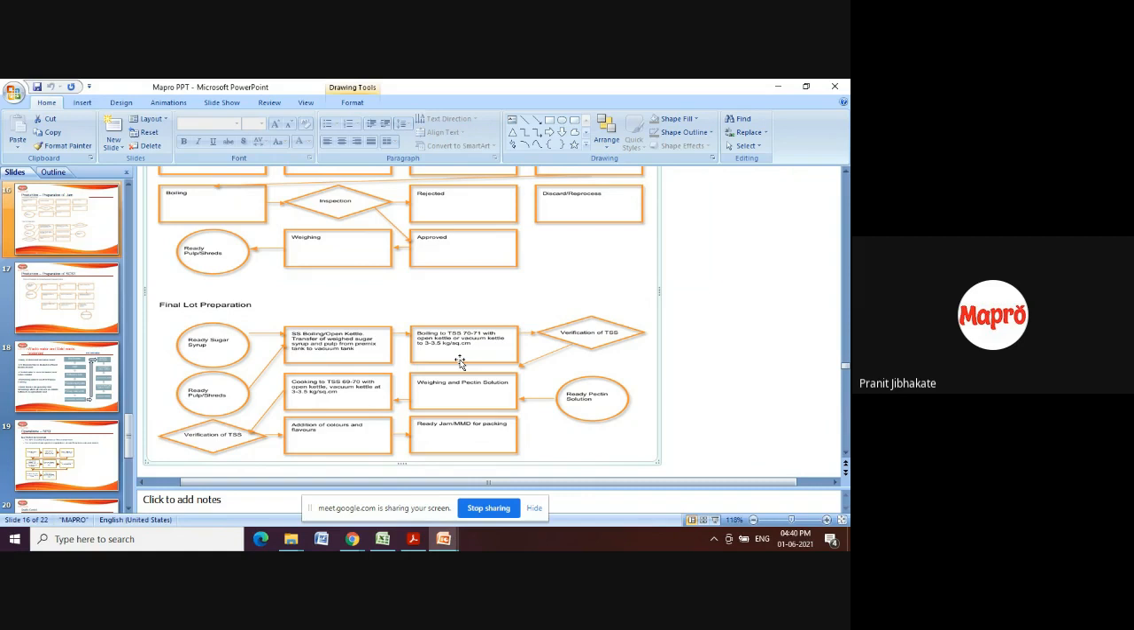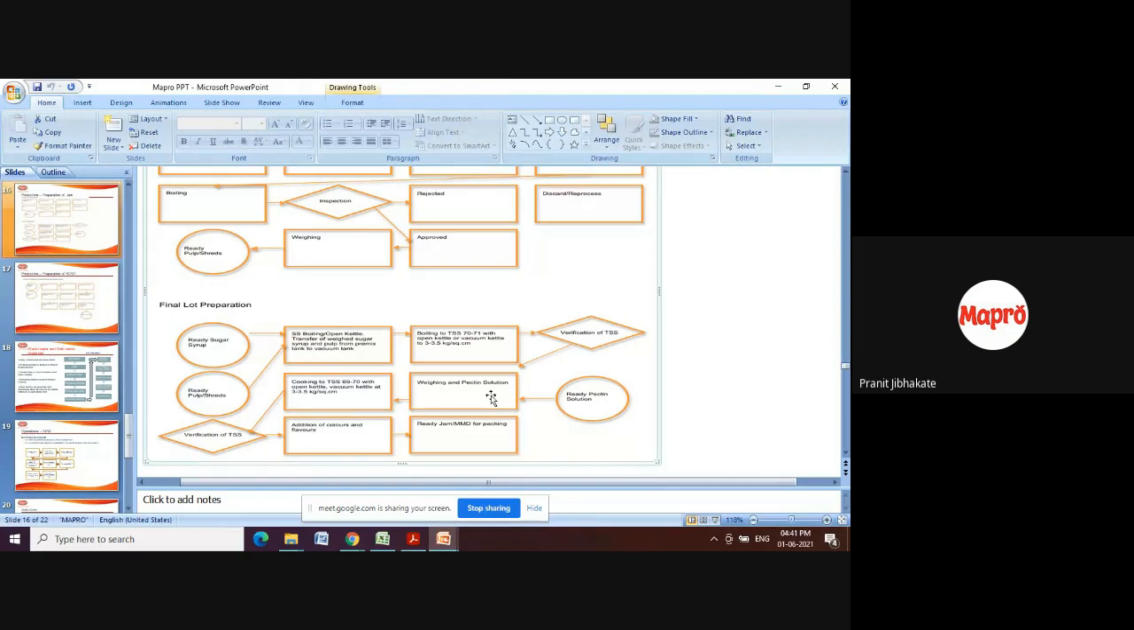Okay, and then after verification of TSS, after reaching 70 to 71 degree, we are adding ready pectin solution, which we have made in hot water. So after adding pectin solution, the Brix goes down because it has some water. We have used warm water. So the Brix here would be 71. After adding this, it goes to around 63, 64.